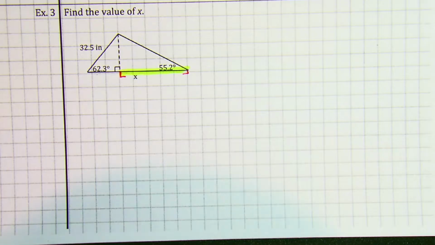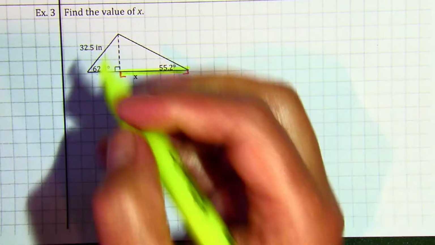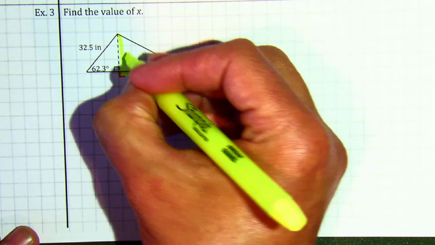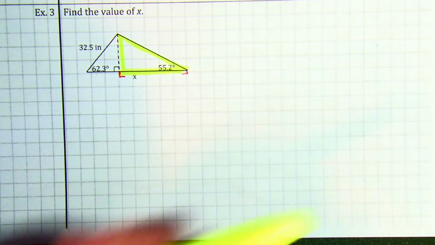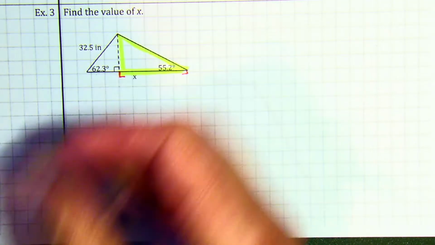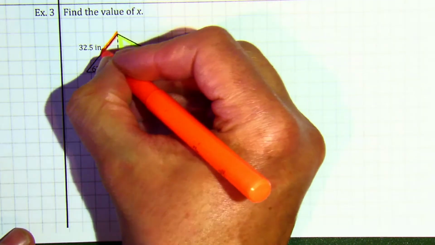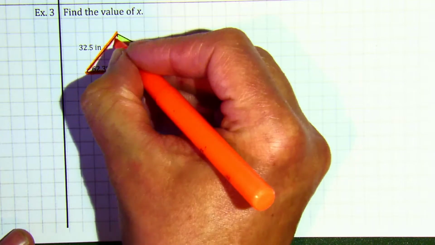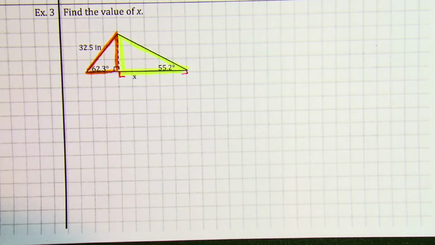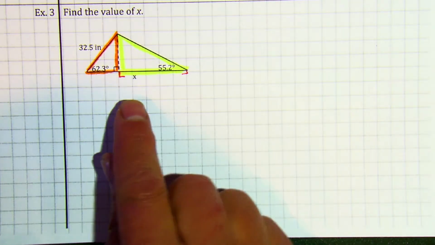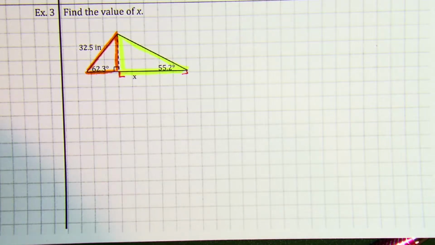So notice that we have, how many triangles can you see here? We have 3 triangles, correct? We have the triangle on the right, and that is a right triangle as well. Then we have the right triangle on the left. And in addition, we have the larger triangle. Now, see if you can find x, and then we can compare our answers. Go and pause it.